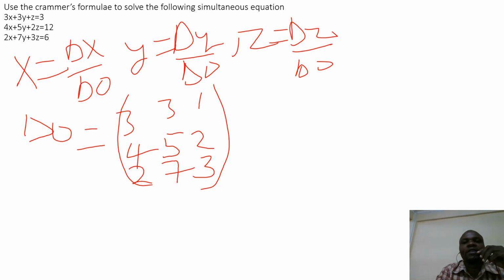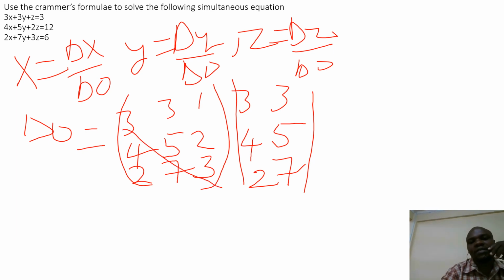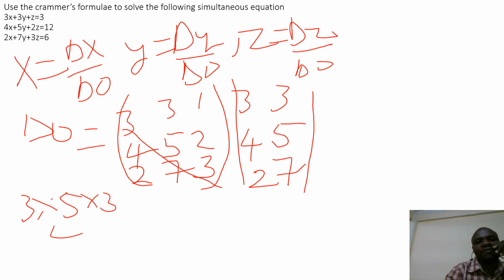And then for us to get the determinant here, we consider the first two columns here, which we have 3 and 3, and then we have 4, 5, and then 2 and 7. So for us to be able to get the determinant, we consider our first diagonal here, which is 3 multiplied by 5 multiplied by 3, which gives us 45.